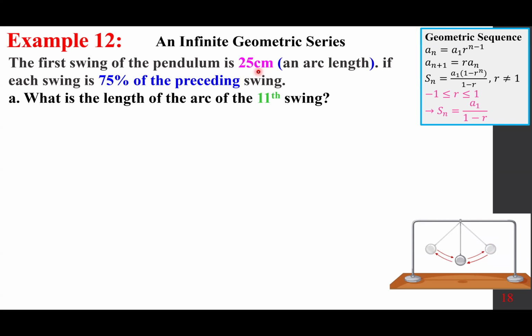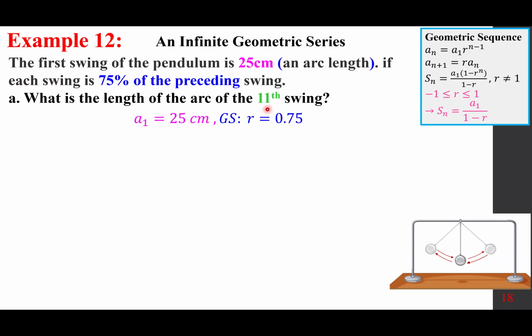Then the next one is 75% times that. And the next one is 75% of the second one. So you're clearly dealing with a geometric sequence such that a sub 1 is 25 centimeters and the r is 0.75. Why? Because it's 75% of the preceding.